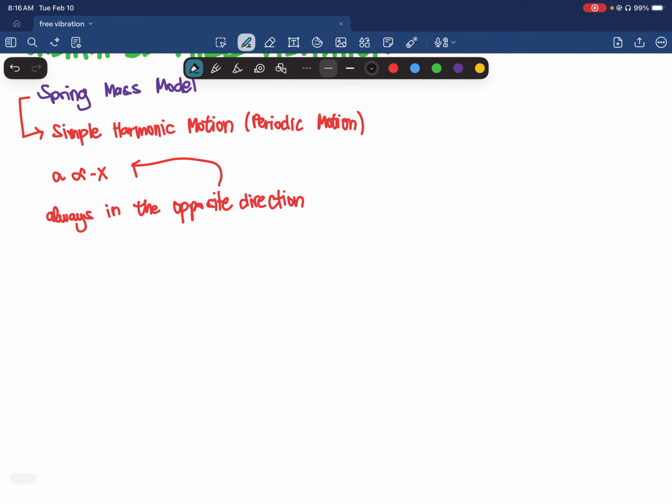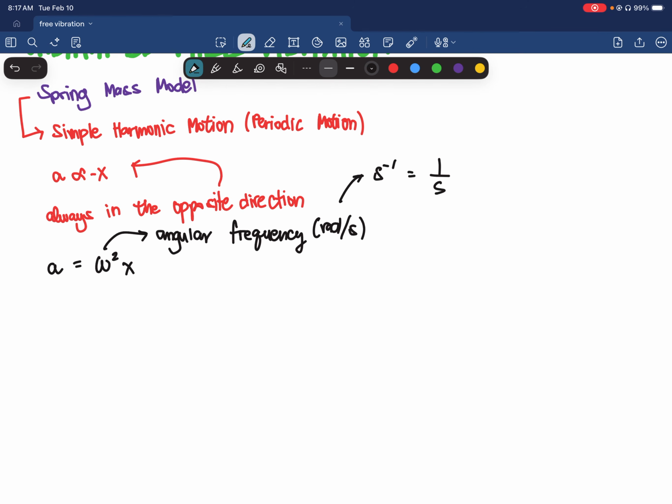Okay? So, for our acceleration, we introduce a proportionality constant to make it an equality, equal to omega squared x, in which this omega squared, that is what we call the angular frequency. And its unit is radians per second, or that is s raised to negative 1, or 1 over second.